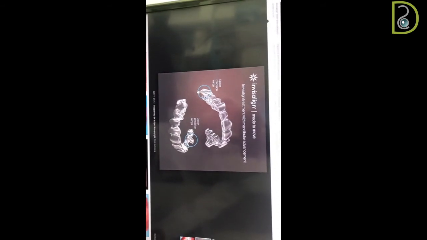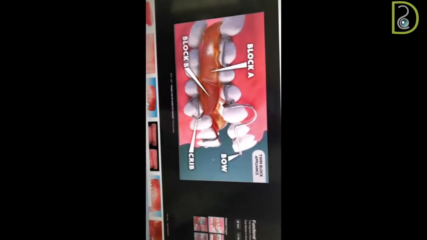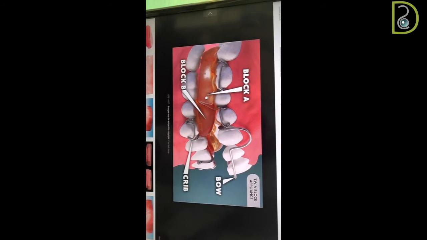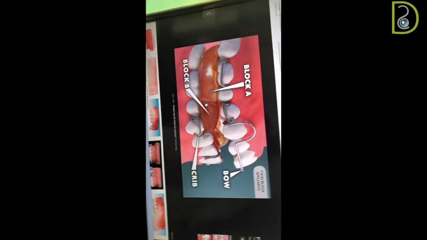So this works exactly like a twin block. As the patient wears it, he will have to advance the mandible. If you're using a twin block or Invisalign, he'll put the Invisalign on, and then he will not be able to bite. He will have to advance his mandible forward to bite. So as you advance the patient's mandible forward, you accelerate the growth. There is a stretch in the condyle, so there will be a growth in the condyle.